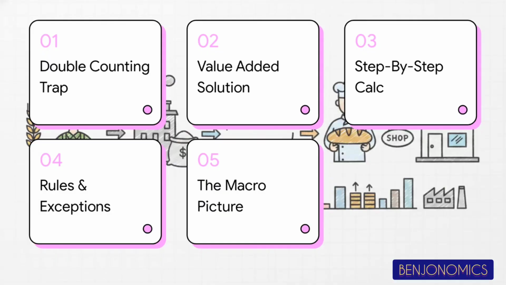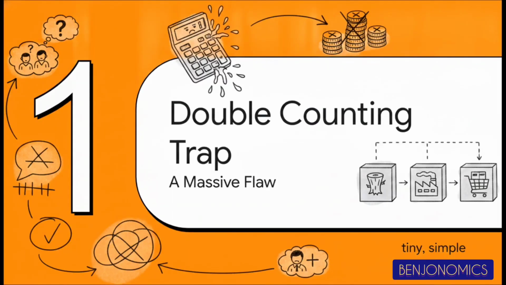Here's our roadmap for today. First, we'll look at the double counting trap. Then we'll introduce the value-added solution. After that, we'll walk through a step-by-step calculation, cover some important rules and exceptions, and finally zoom out to look at the big macro picture. All right, let's jump right into section 1, the double counting trap.